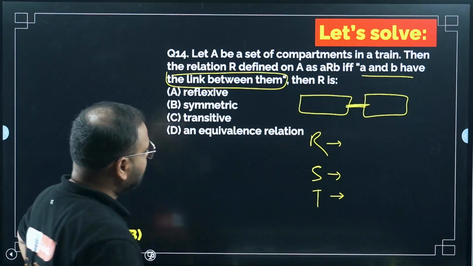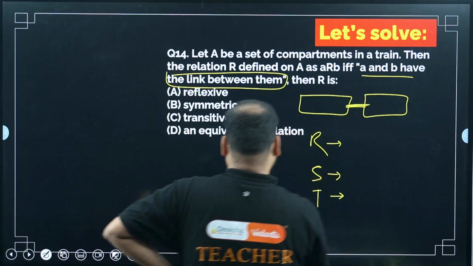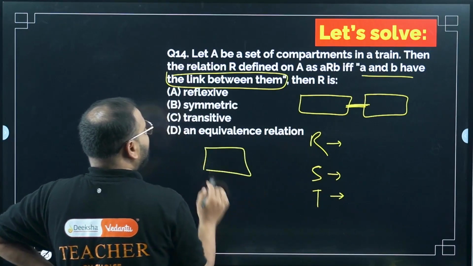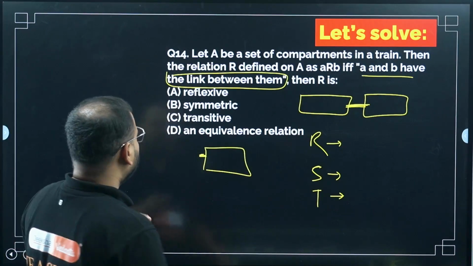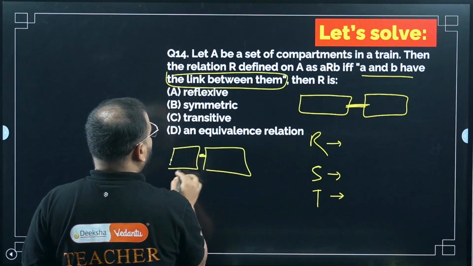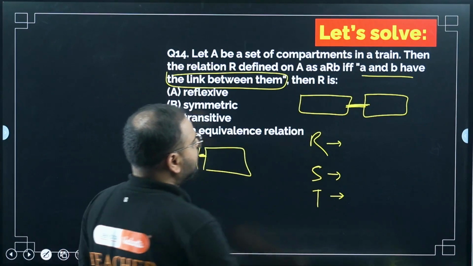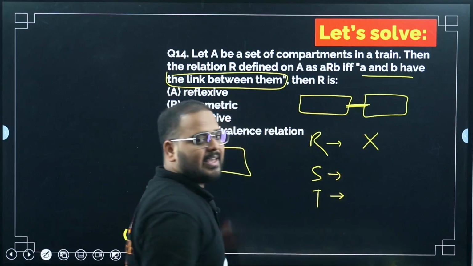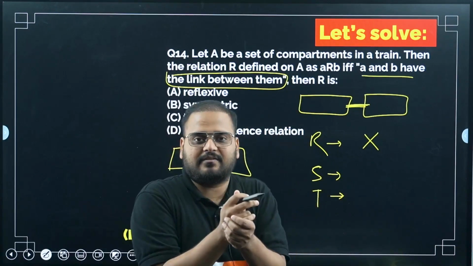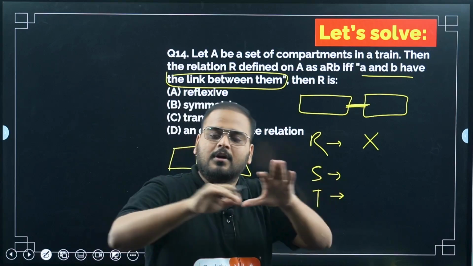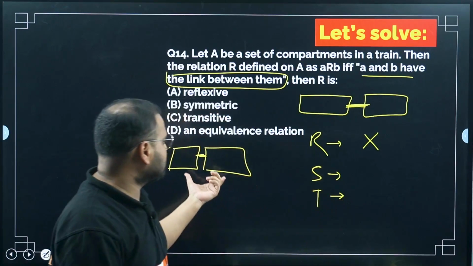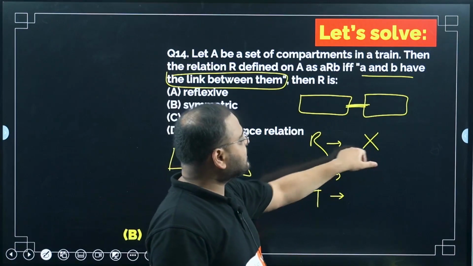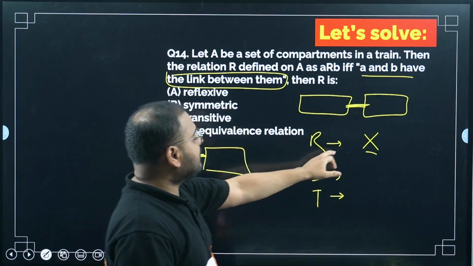Can a compartment have a link with itself? No, sir. It will join with some other compartment. How will it join with itself? So reflexive, not possible. Any compartment cannot join with itself. If you keep it with itself, will it be balanced or aligned? Not possible, sir. How can you join something with itself? So reflexive is not possible.